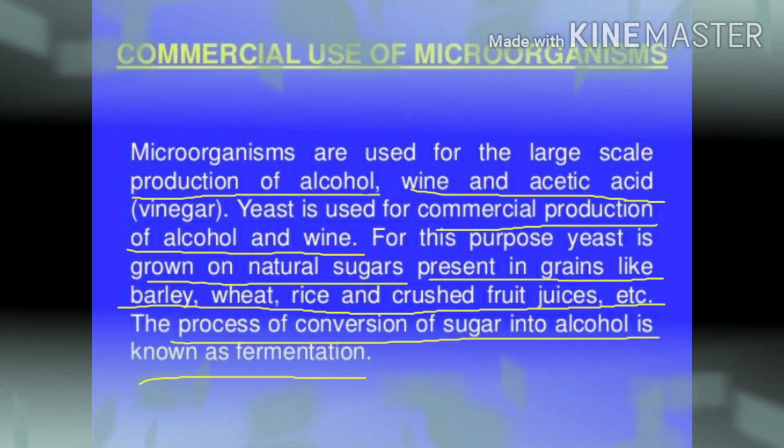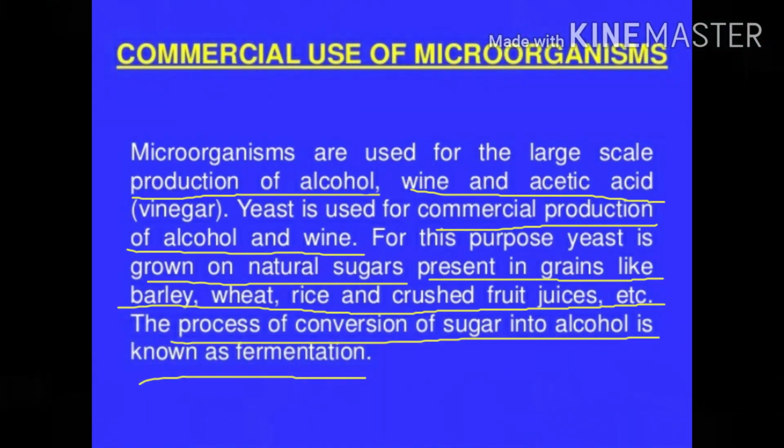The process of conversion of sugar into alcohol is known as fermentation. Here the yeast is a fungus. That fungus is grown on natural sugars present in grains like barley, wheat, rice and the crushed fruit juices. And this process of conversion of sugar into alcohol is known as fermentation.